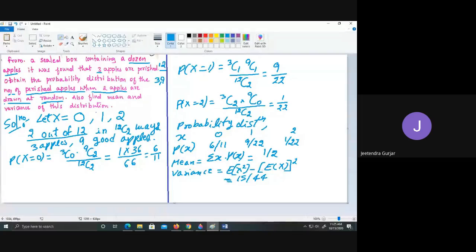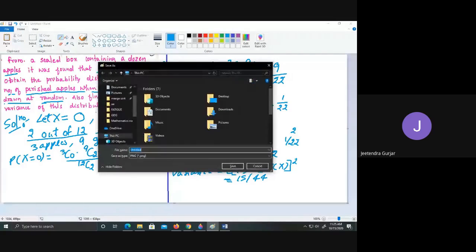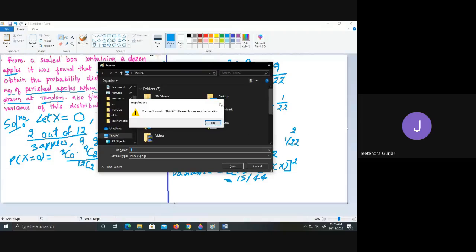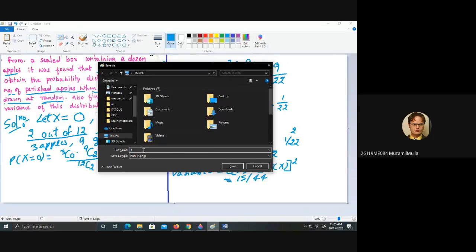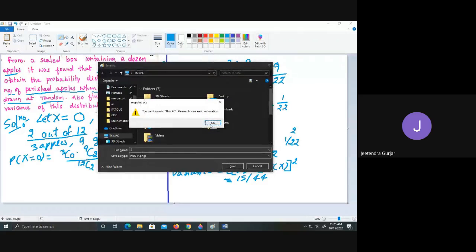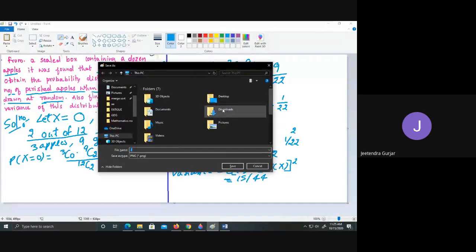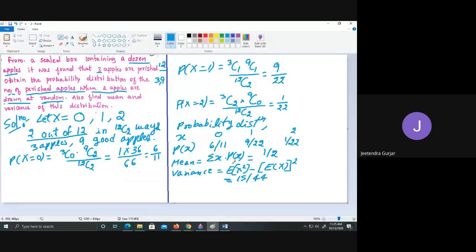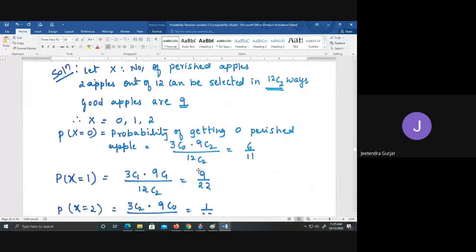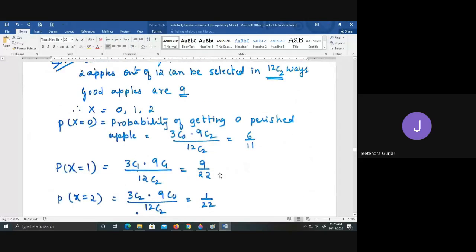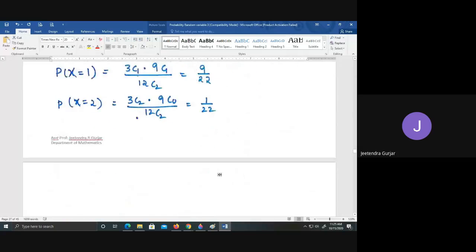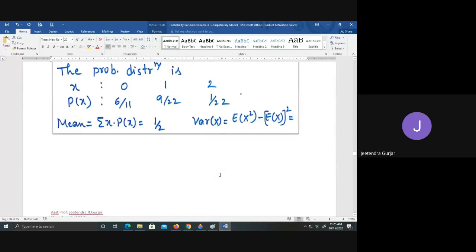You got the answer as 15 divided by 44? Yes, sir. Yes, very good. Okay, fine. So like this, we can calculate. I have already given the answer like this, so you should be able to write it down and solve it later. Later, I will put the notes. So this is the variance we get.